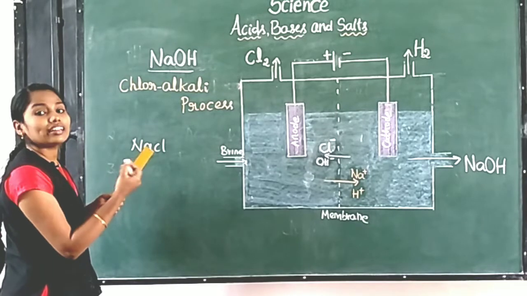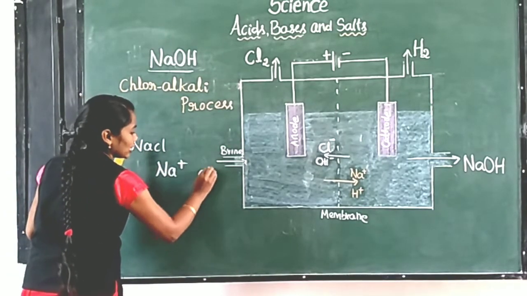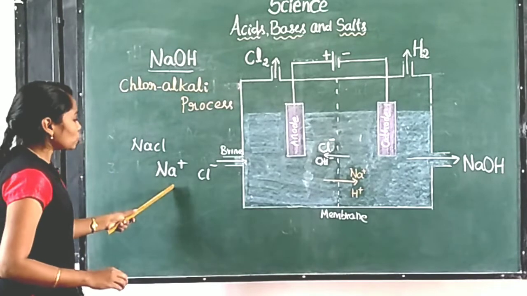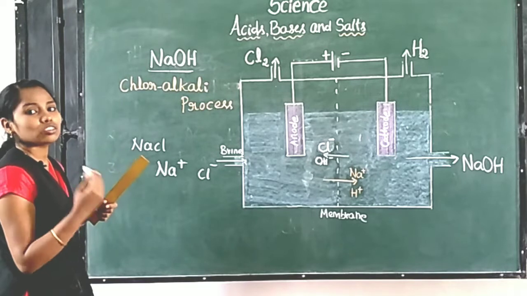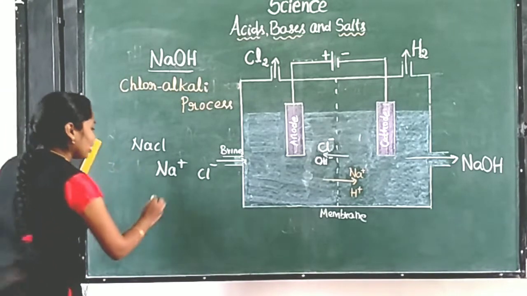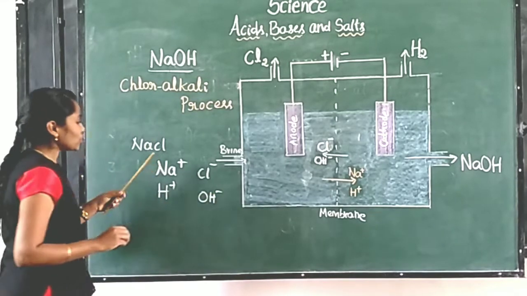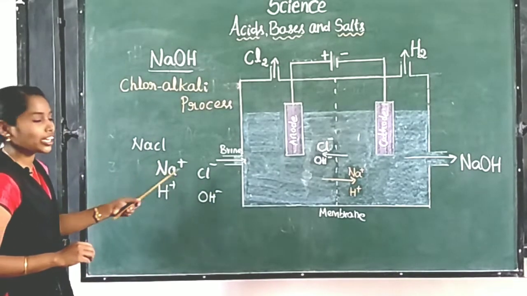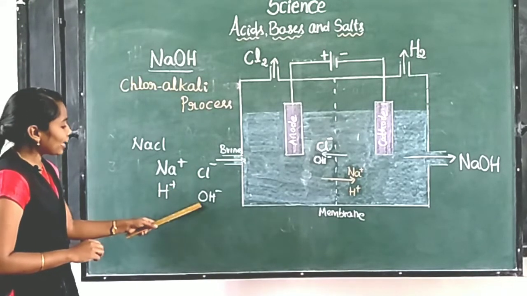When the sodium chloride is dissolved in water, what ions are formed? That is Na+ and Cl- ions, that is sodium ions and chloride ions are formed in the solution. And what ions are present in water? That is H+ and hydroxide ions. Sodium chloride contains sodium ion and chloride ion, and water contains hydrogen ion and hydroxide ion.